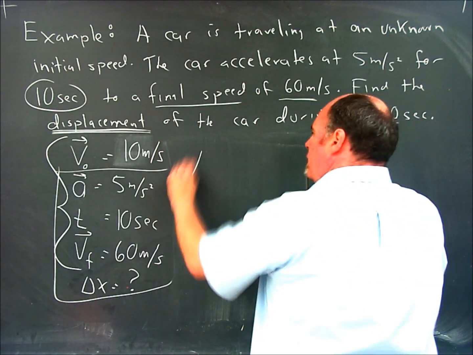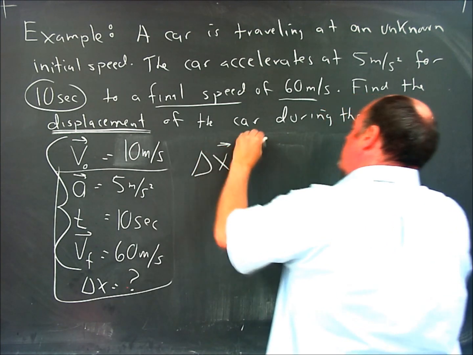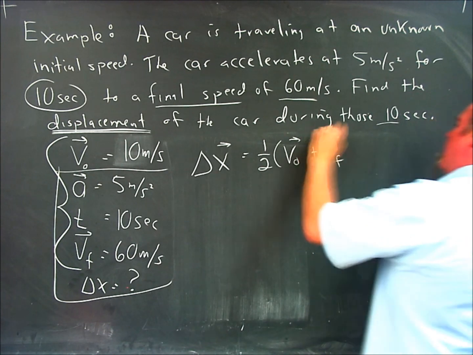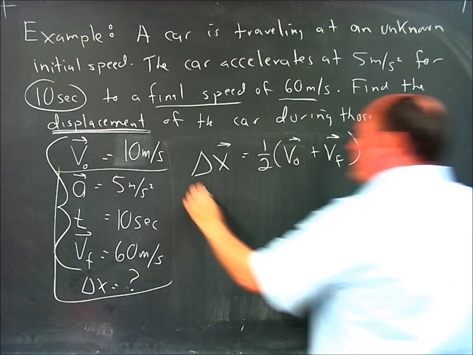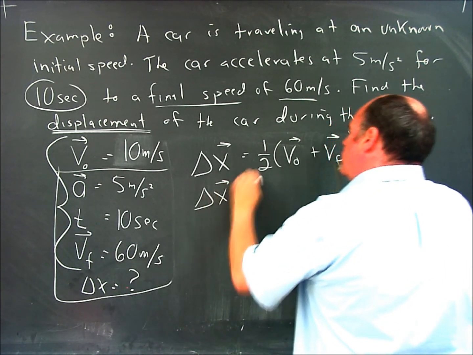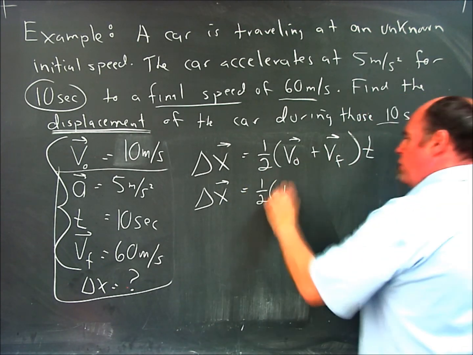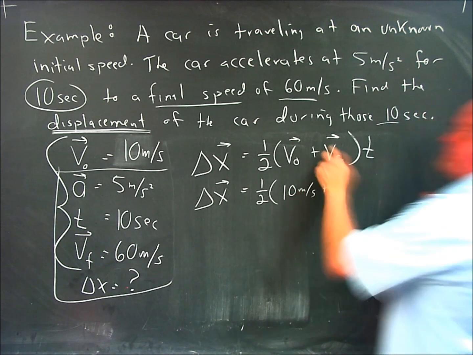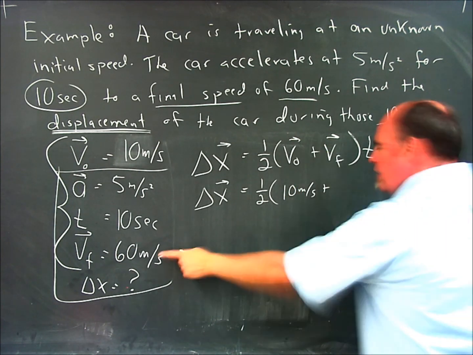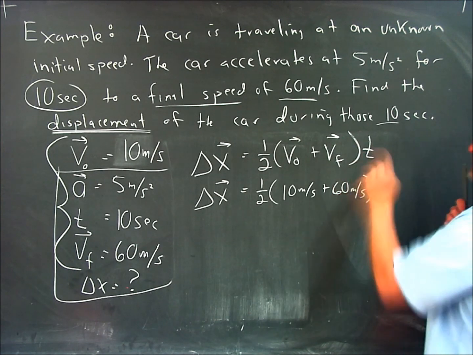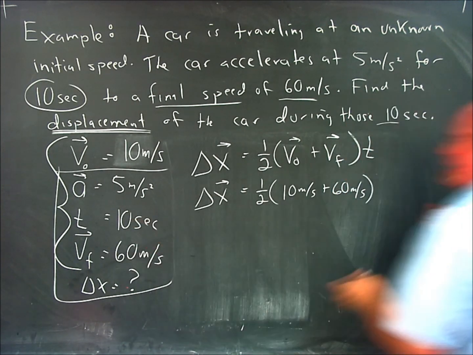I'll say this. Delta x equals 1/2 V initial plus V final times the time. And I'll just plug it in. Delta x equals 1/2. V initial is now known, 10 meters per second, plus V final, that's also known, 60 meters per second, times the time, and that's known, and the time there is 10 seconds.